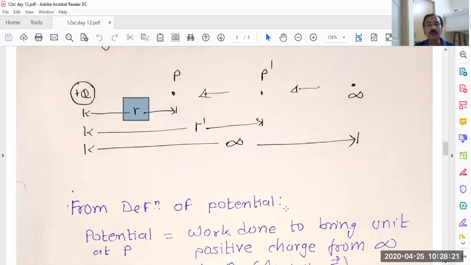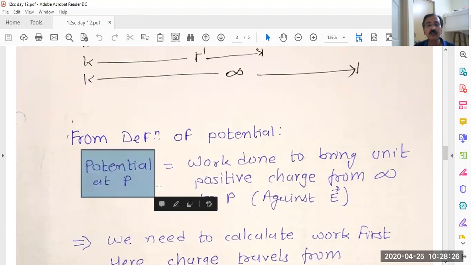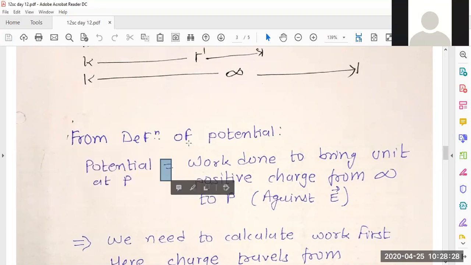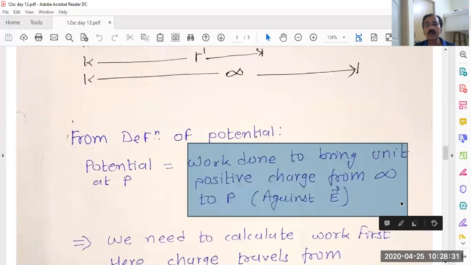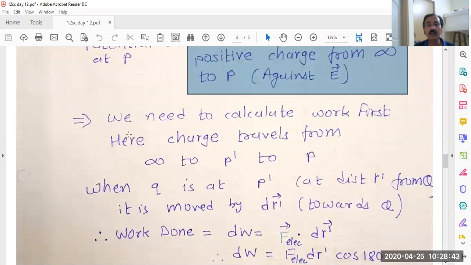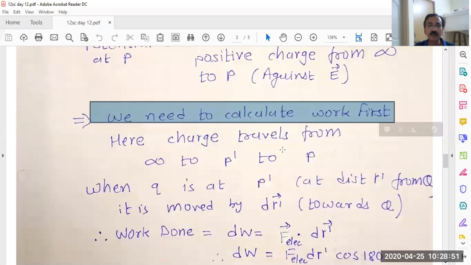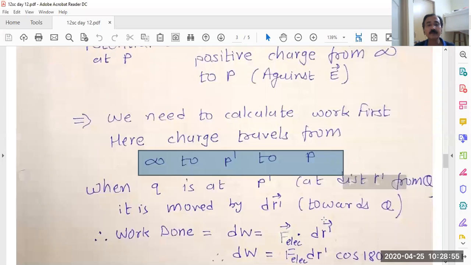Now from the definition of potential, potential at P is equal to work done to bring unit positive charge from infinity to P against the field. This is the previous version only, repeated here. It means we need to calculate work first. If we find the work, the answer will come. For that, the charge travels from infinity to P dash and P dash to P.